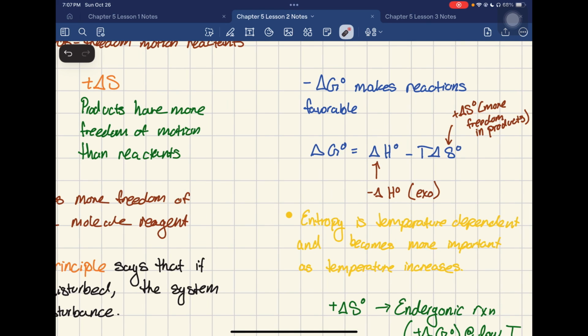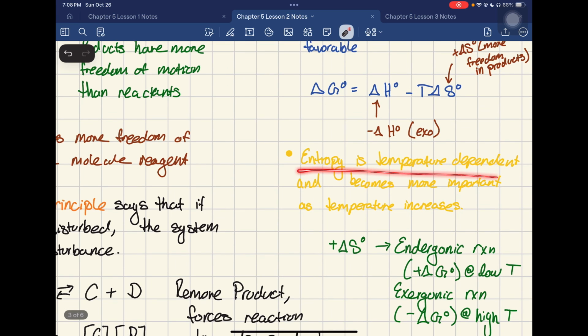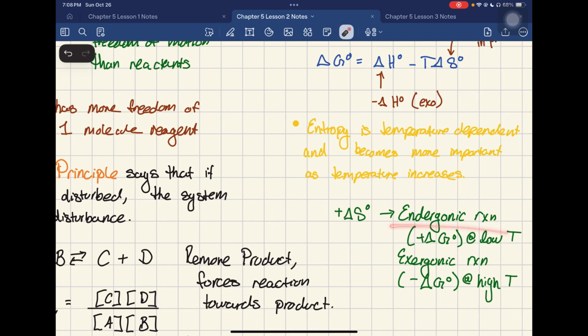And then we have positive delta S, which is more freedom in products, and then negative delta H, which is exothermic. This is generally what we want for delta G to be negative to make the reaction more favorable. Entropy is temperature dependent and becomes more important as temperature increases. Okay, entropy is the one with the S. Delta G is positive at low temperature, an endergonic reaction, and negative at high temperature, an exergonic reaction.